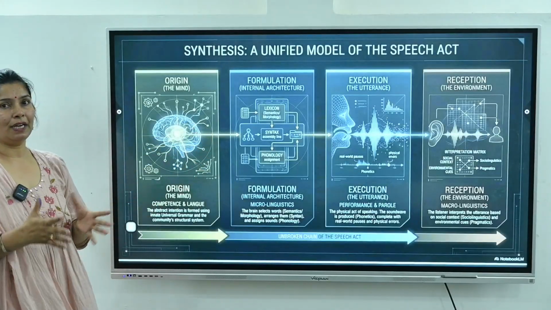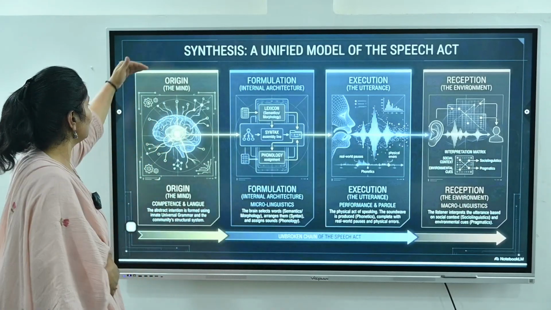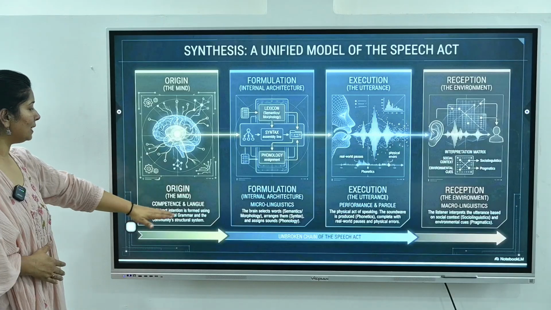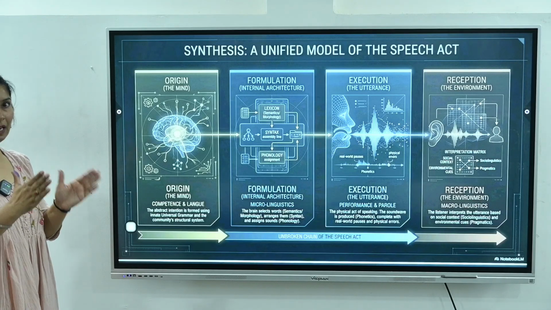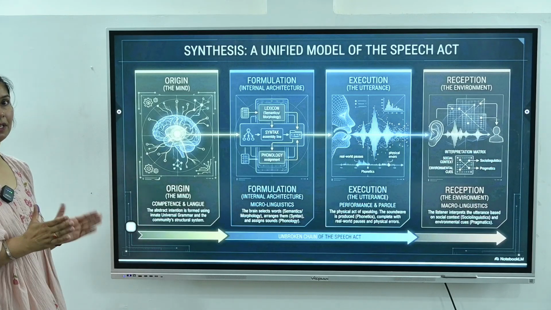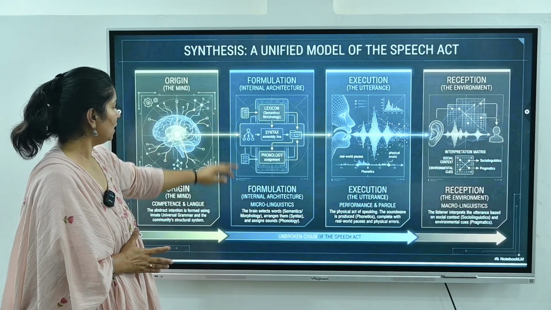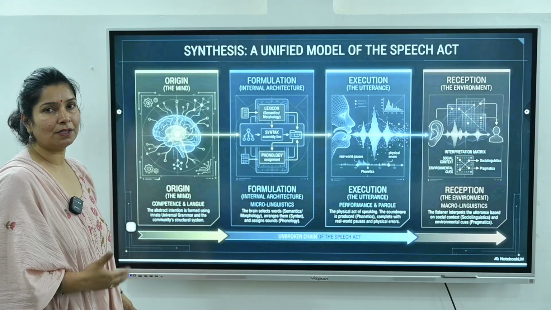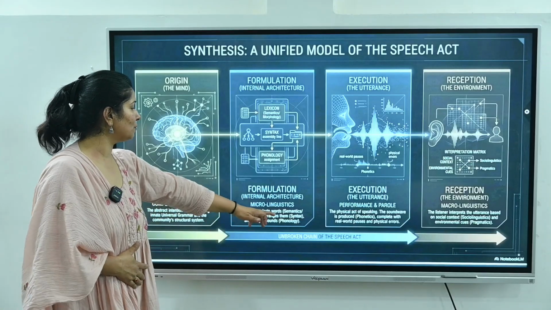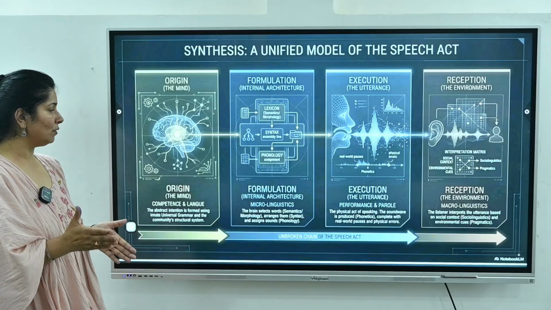Just to revise the process of linguistics study once again. So this is the process: origin, the mind; origin, competence and knowledge. The abstract intention is formed using innate universal grammar and the community's structural system. We have a language which is like a structural system. Then formulation, internal architecture, microlinguistics, as I have discussed earlier in the previous slides. The brain selects words, semantics, morphology, arranges them, syntax, and assigns sound, phonology.